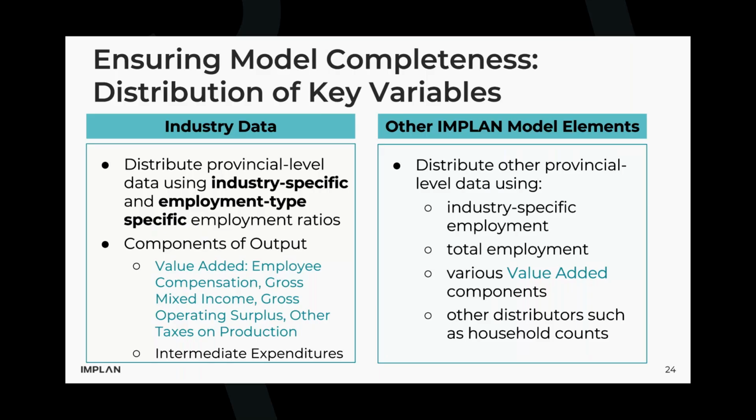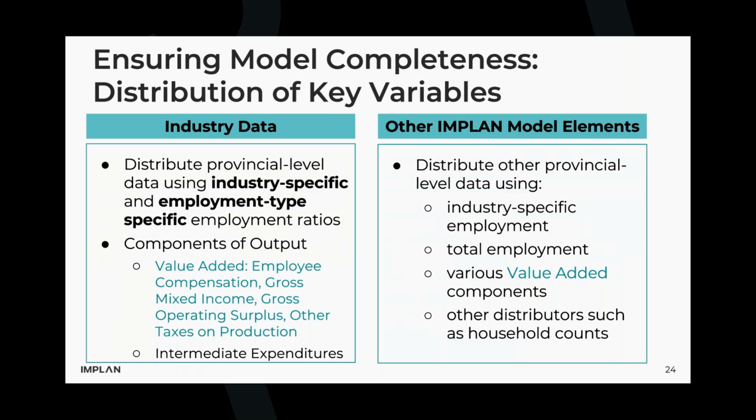So in regard to all of the other industry level data besides employment, the primary distributor for regionalizing the provincial data is our industry and employment type specific employment ratios. We use these detailed employment ratios for all components of output and value added. So if an economic region has 12% of the wage and salary employment in a province, it will represent 12% of the employee compensation in that province.